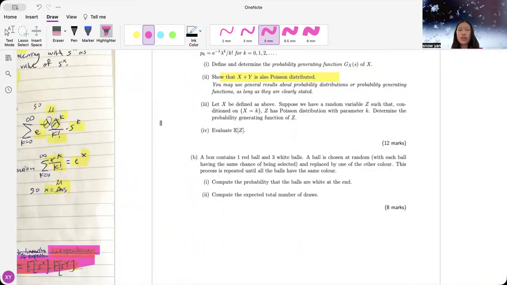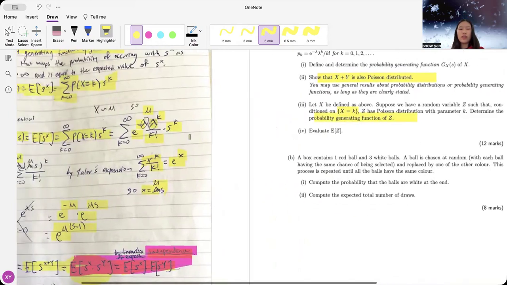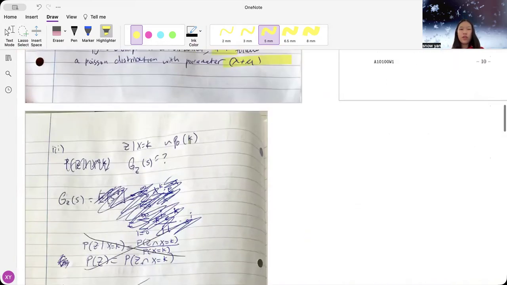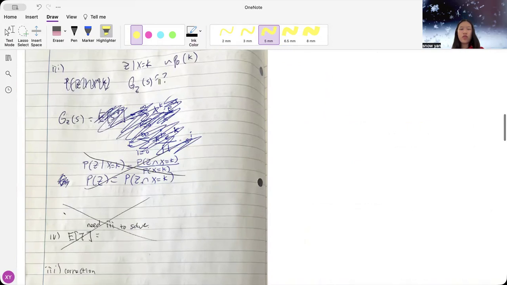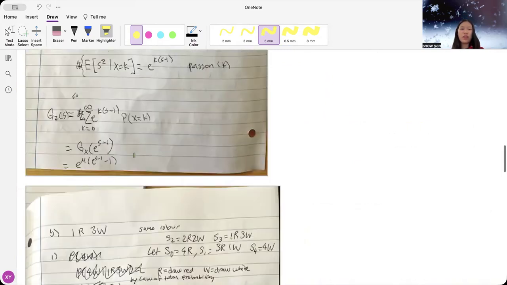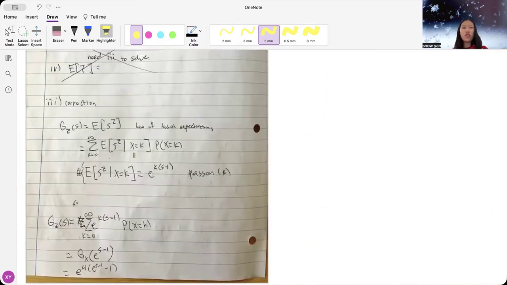Part three: let X be defined as above. Suppose we have a random variable Z such that, conditional on X equals k, Z has Poisson distribution with parameter k. Determine the probability generating function of Z. So we know that this is a condition, and I'm trying to find the PGF of Z. Essentially, I was trying to find this, and I was not very successful. So this is sort of my correction.